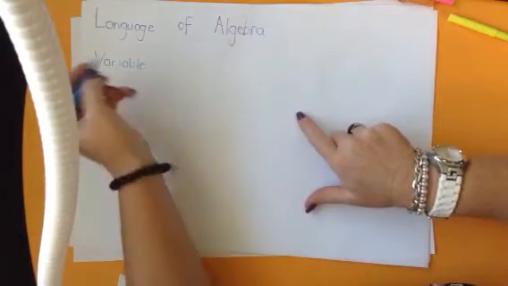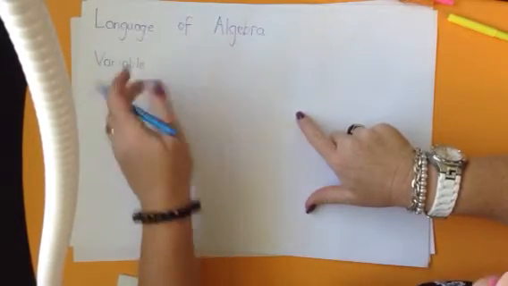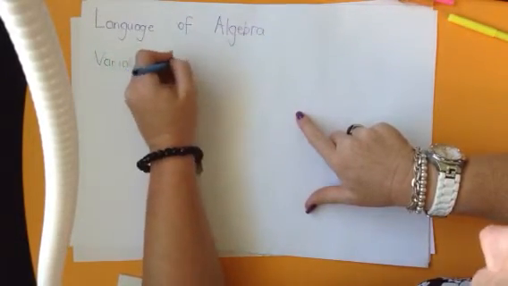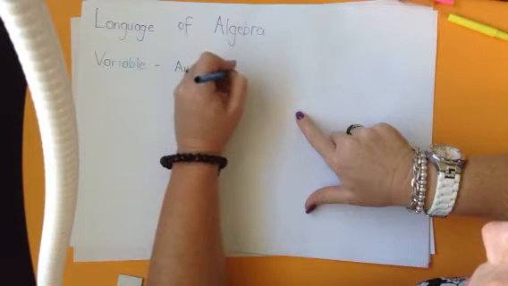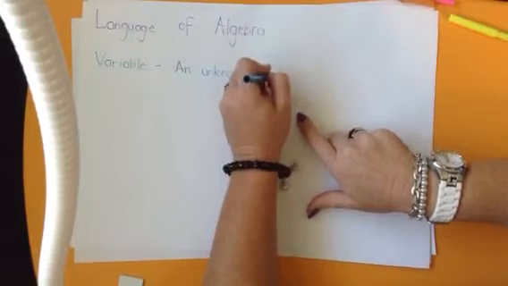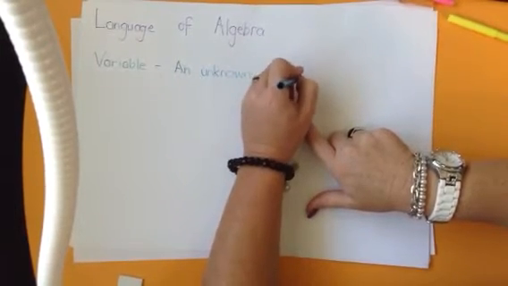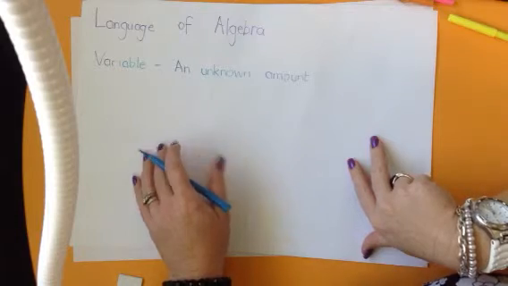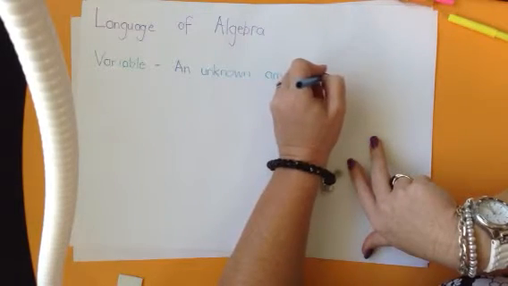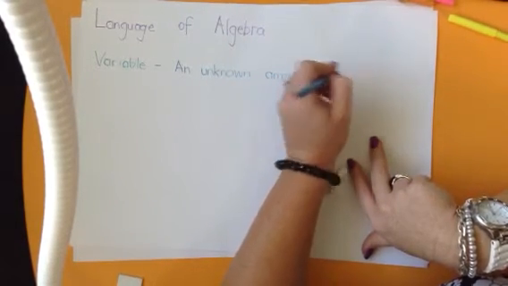Okay, so a variable would be an unknown amount in an algebraic expression.